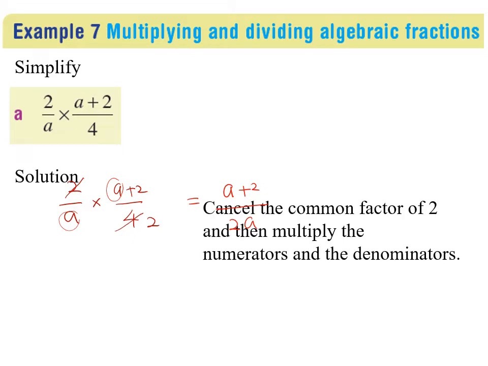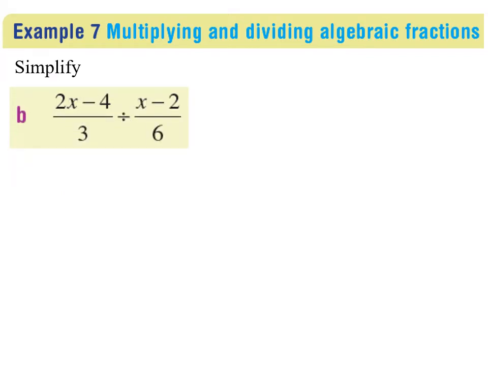So cancel the common factor of 2 and then multiply. Now I'm going to rewrite this and put it down here so that you can see the instructions. So cancel the common factor 2, which is already done. And then multiply the numerator, and the denominator is 2 times a, which is just 2a.